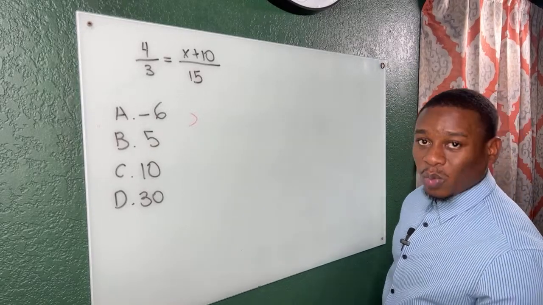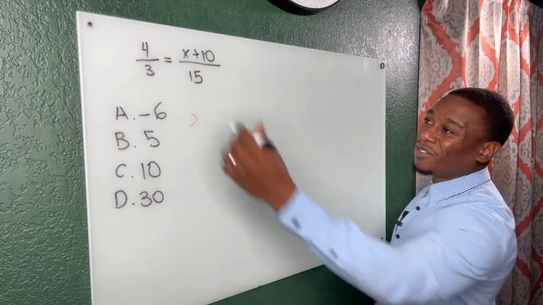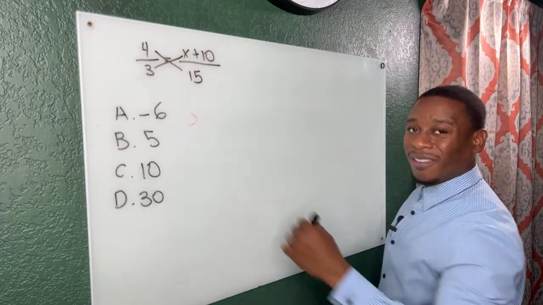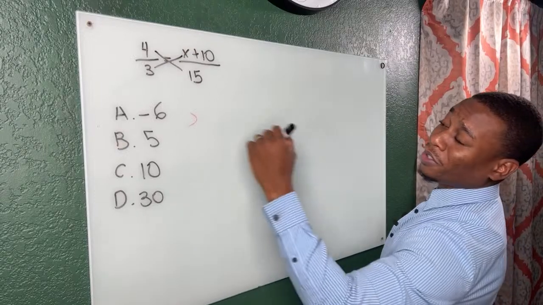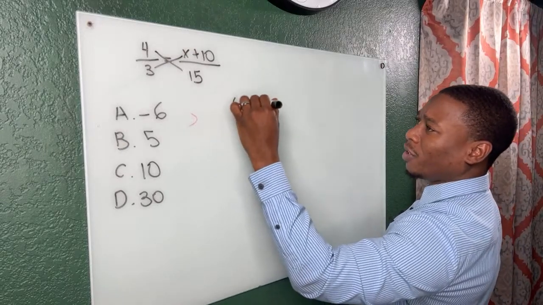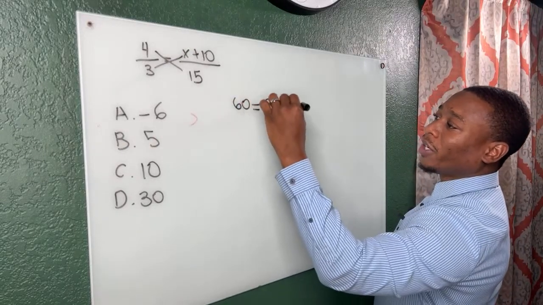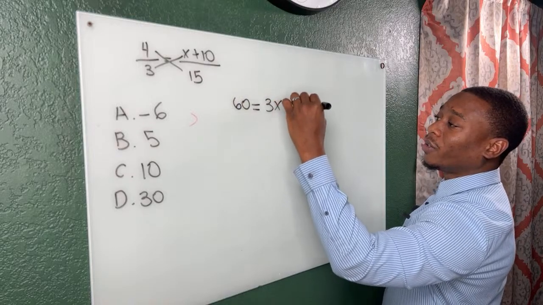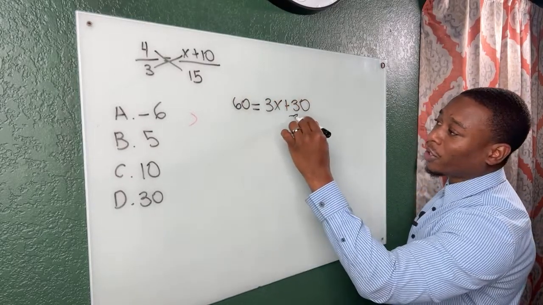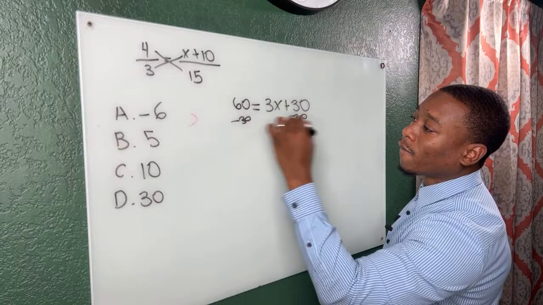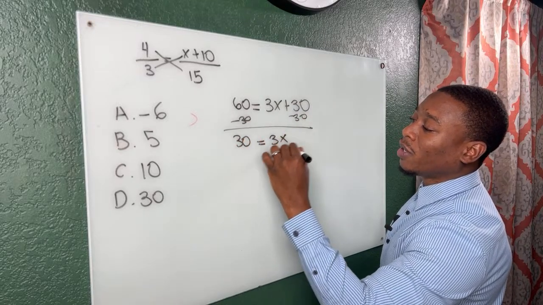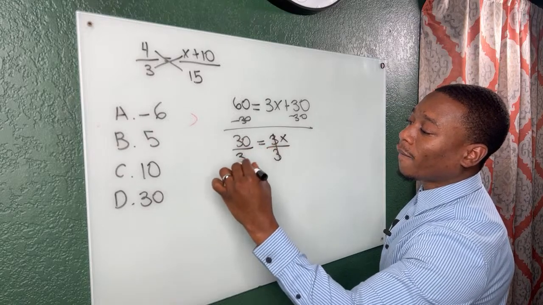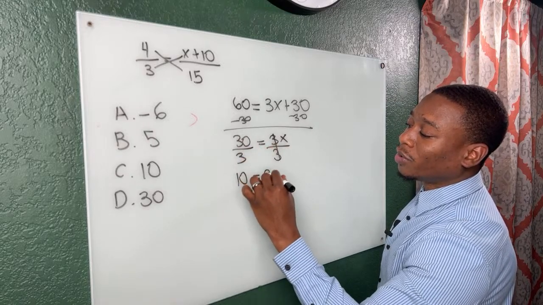So the first way we could solve this, right? Let's set up a proportion. So we cross multiply. 4 times 15 is 60, right? 60 is equal to 3x plus 30. We subtract 30. 30 is equal to 3x. Now we divide. 10 is equal to x.